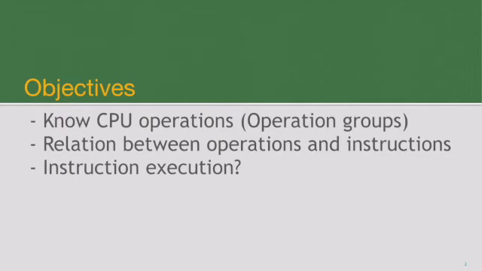The objectives of this session are to understand the CPU operations better, and we will have a look at specific CPU operation groups within which the operations fall. Then we will have a look at the relationship between the operations and instructions. Finally, we will see how an instruction gets executed, and based upon that, how a specific operation is performed in the computer.